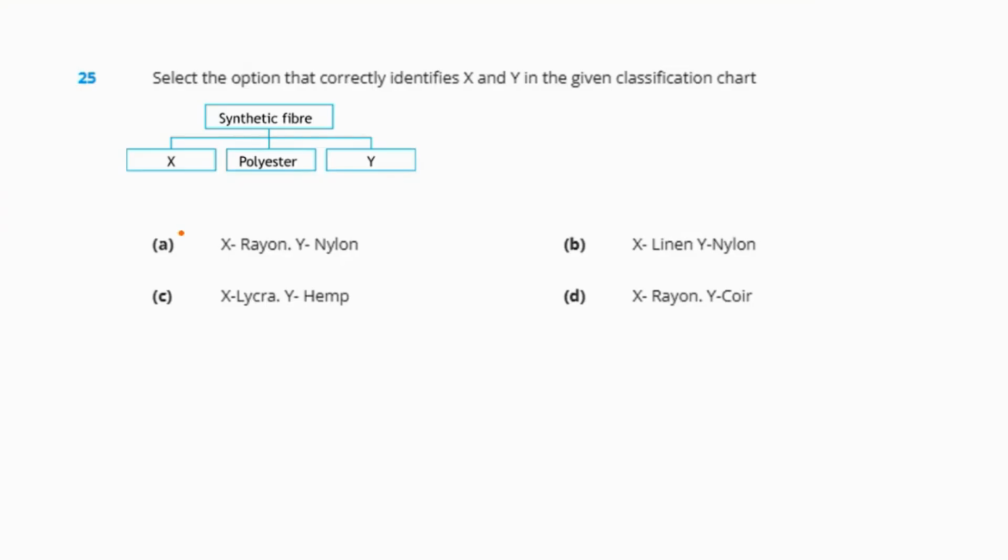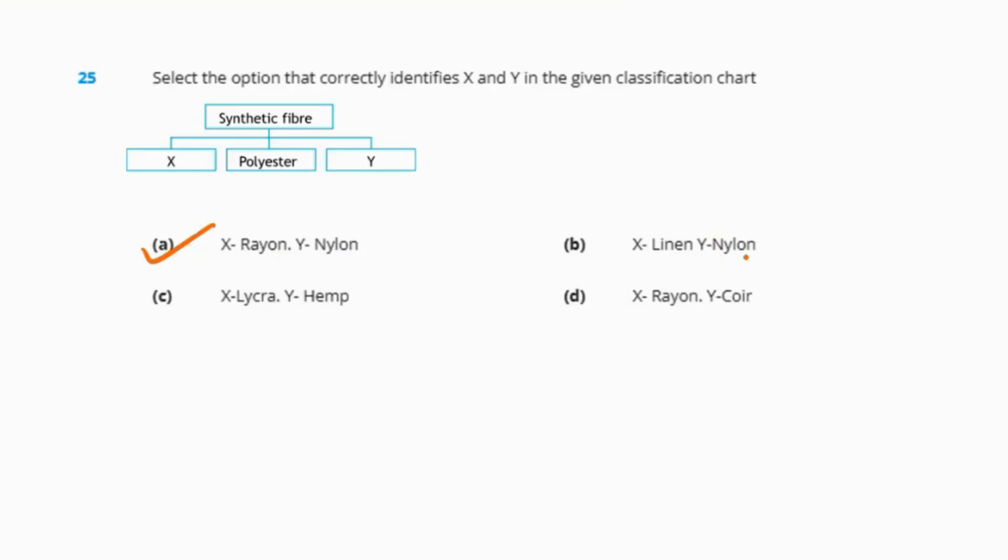Select the option that correctly identifies X and Y given in the classification chart. So here you can see synthetic fiber, X, polyester and Y. Polyester is a synthetic fiber, and we have three synthetic fibers, right? So X and Y can also be synthetic fibers. When we check the options, first option, X is rayon and Y is nylon. Is it true? Yes, because X and Y are both synthetic fibers, rayon and nylon.